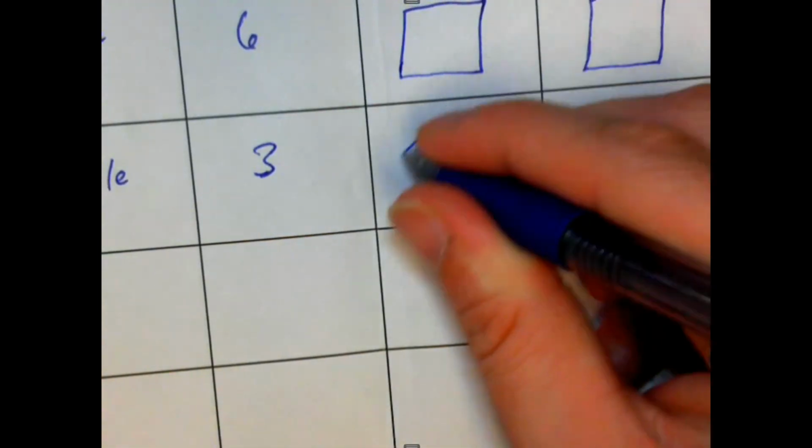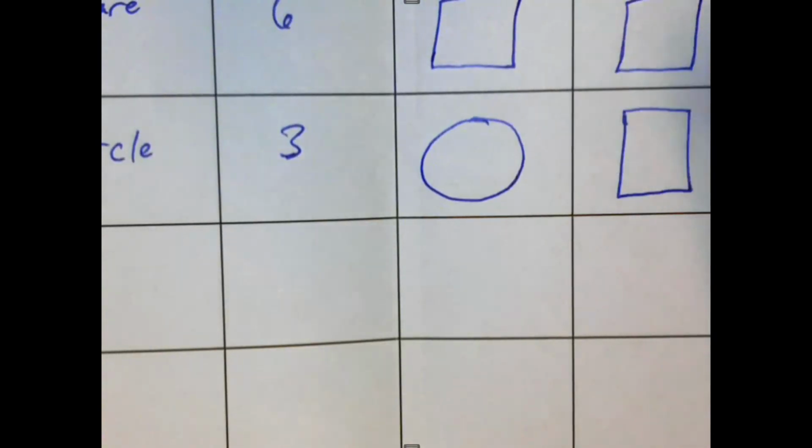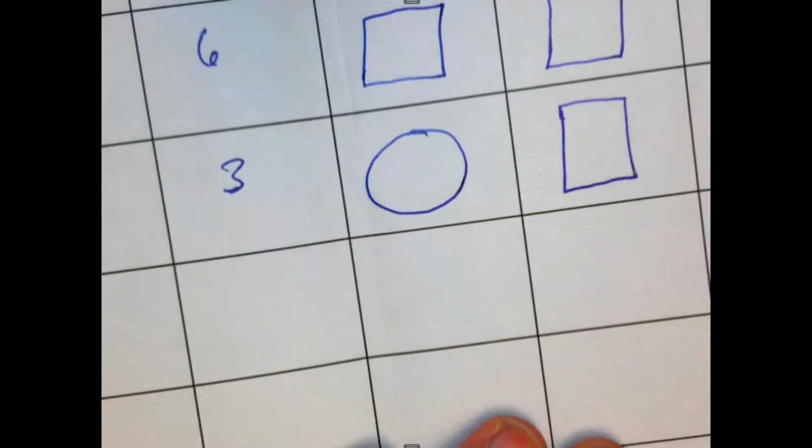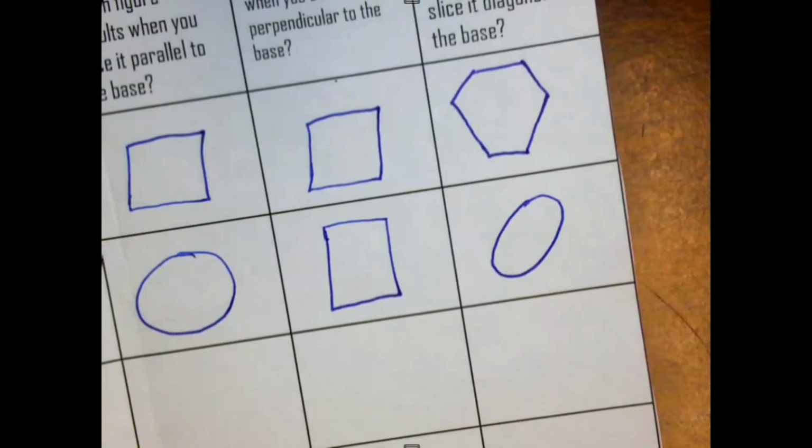If you were to slice the cylinder parallel to its base, you would get a circle shape, and if you slice it straight up and down, you would get a rectangle. And then if you were to slice it diagonally, you would get kind of an oval or ellipse. So kind of a squashed circle.